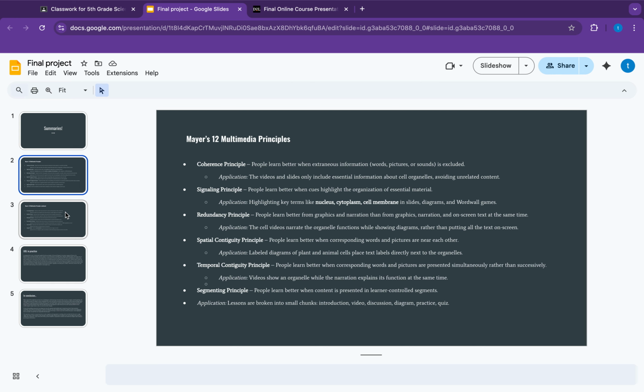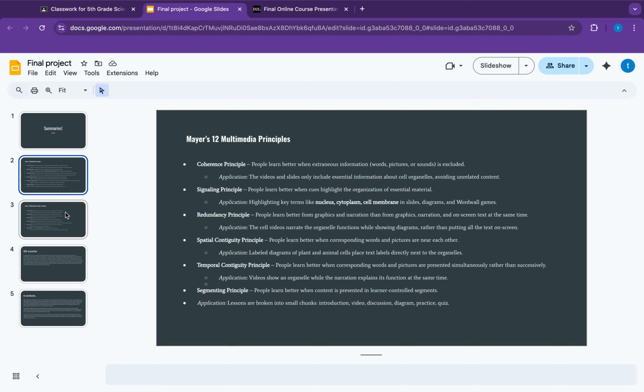If you notice throughout the section, I made everything pretty much straight to the point. I didn't want any extra images. I didn't want any extra words. If I did have images, there were different slides for it. So the application of videos and slides only included essential information about cell organelles and avoided unrelated content.